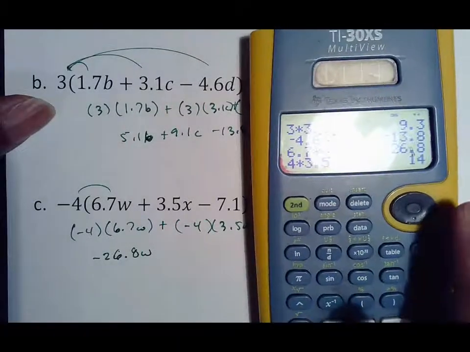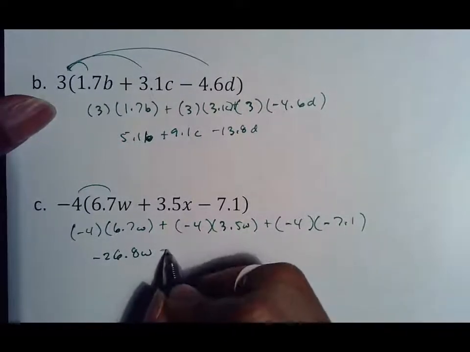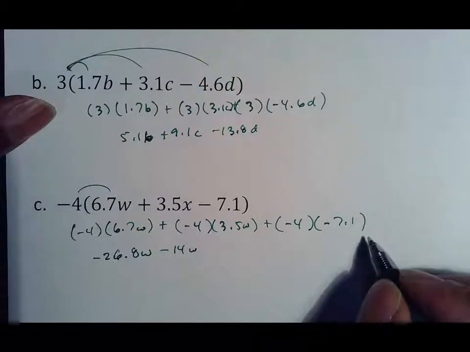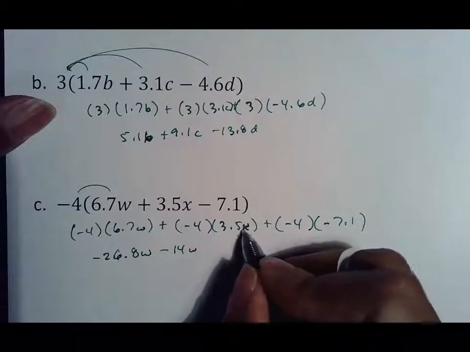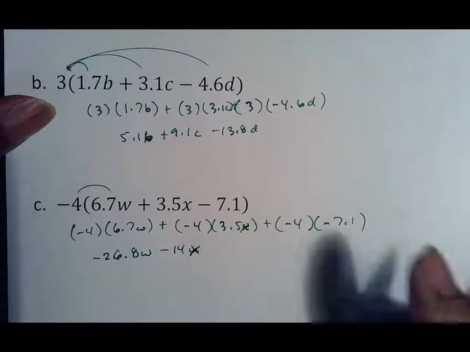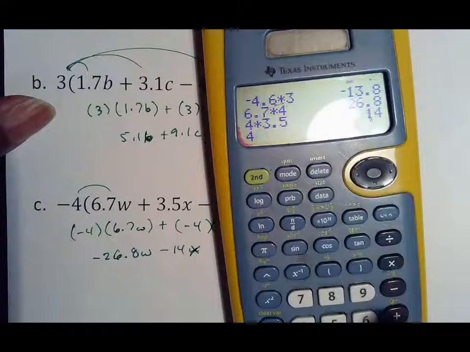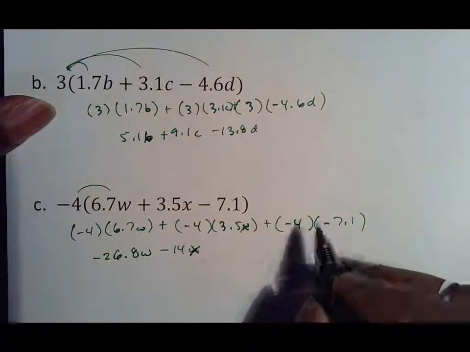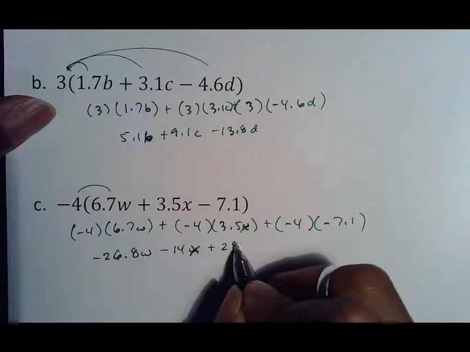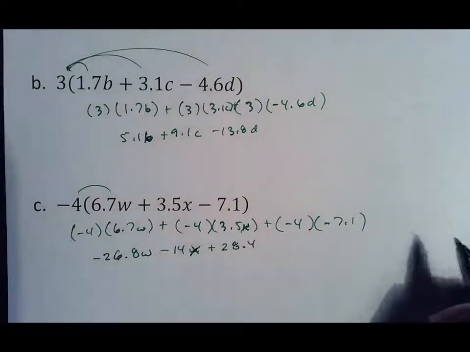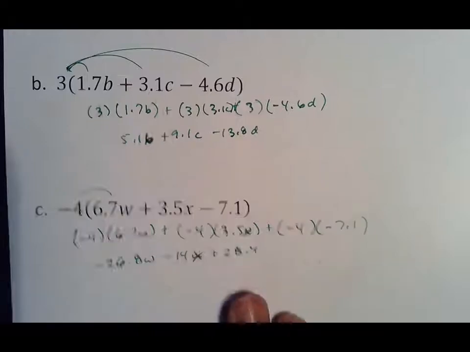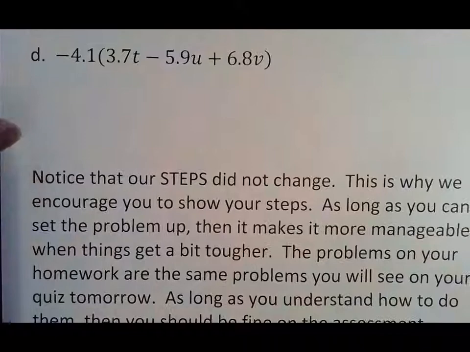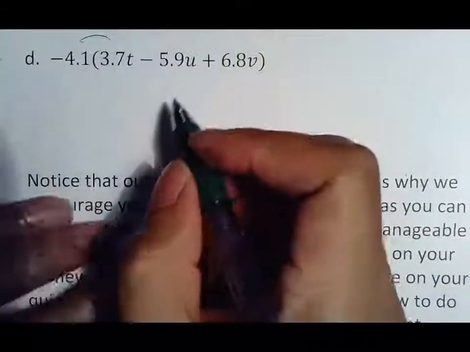I'll just do 4 times 3.5 to get 14, but I know it will be negative 14 because it's a negative times a positive with an x attached. Oh, that should be an x. And then 4 times 7.1 is 28.4, but again, because those two are negative, it would be positive 28.4y, and again, that is all that it takes. So the only difference today versus yesterday and the day before is just that you have to use your calculator to get the actual answer.